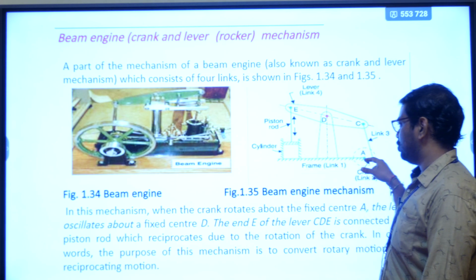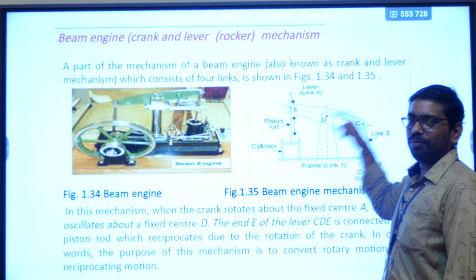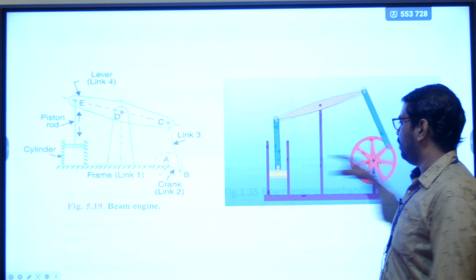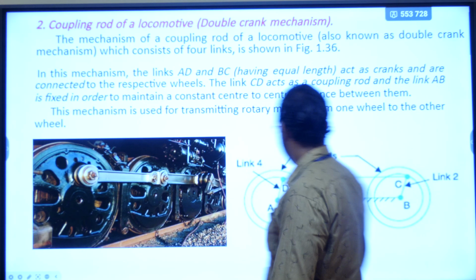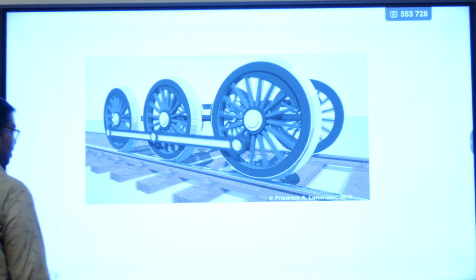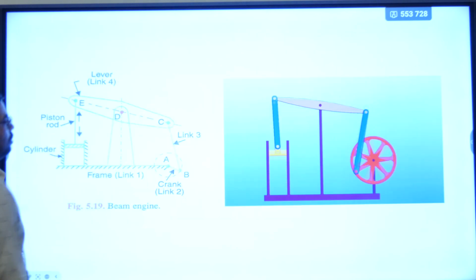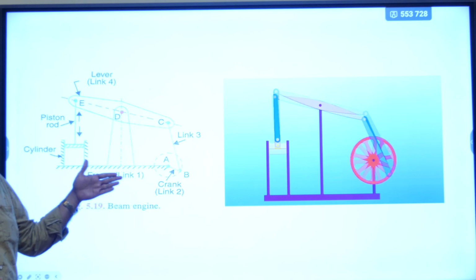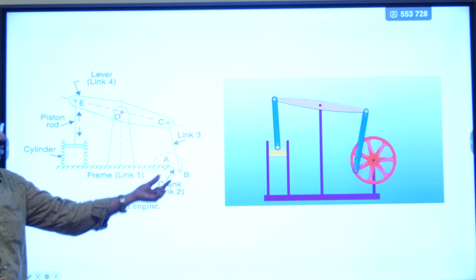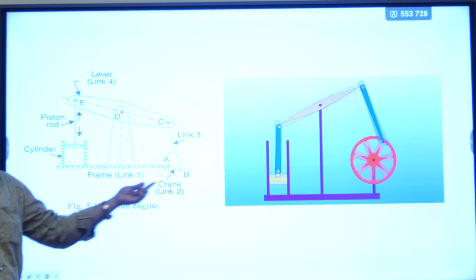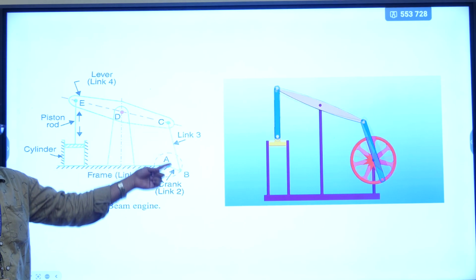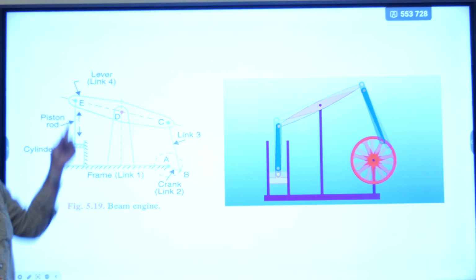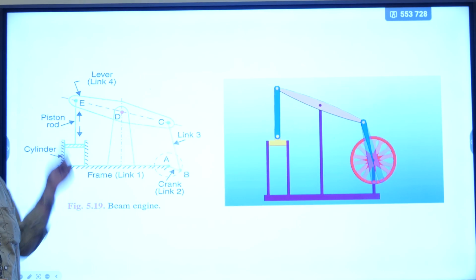Coming to the construction, it consists of 4 links, and for the 4th link we need to consider an extra link, which represents the sliding motion. Here the frame represents the fixed one, and here we can observe the motion and also the animation. The first link represents the frame, the fixed link, and the second, AB, represents the crank. Here we give the input to the crank, which rotates in the clockwise direction. The third link represents the connecting rod, and the fourth link is the oscillating link, which represents the lever. For the lever, we additionally connect the piston and cylinder, which creates the sliding motion.